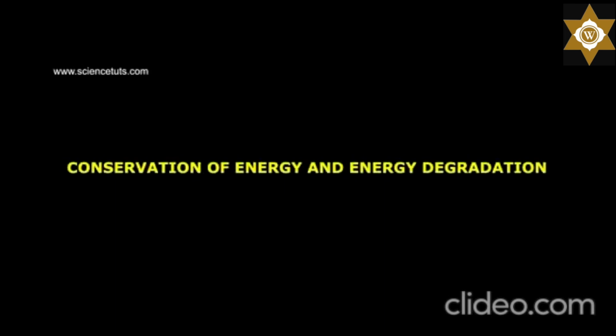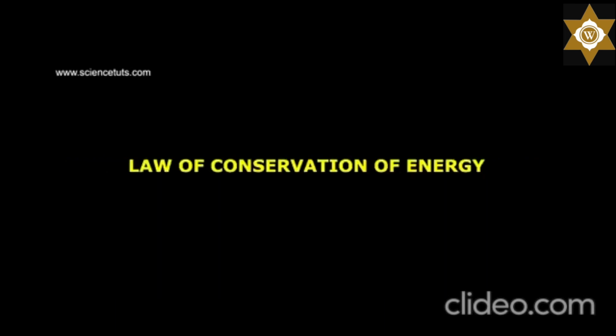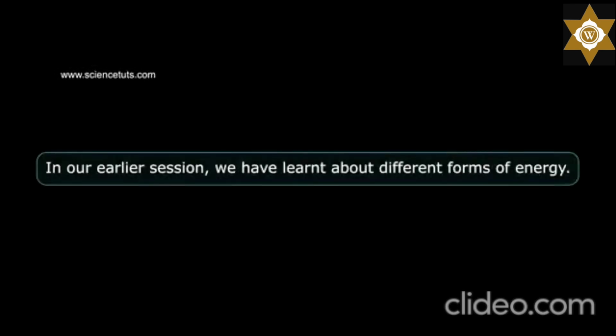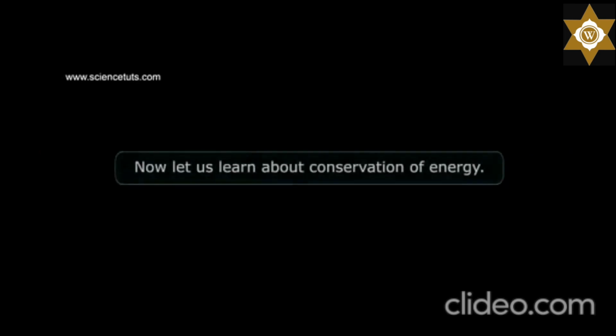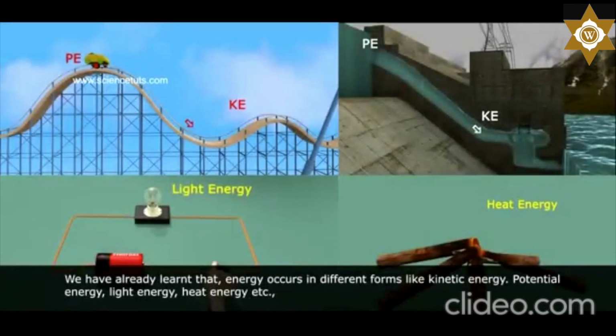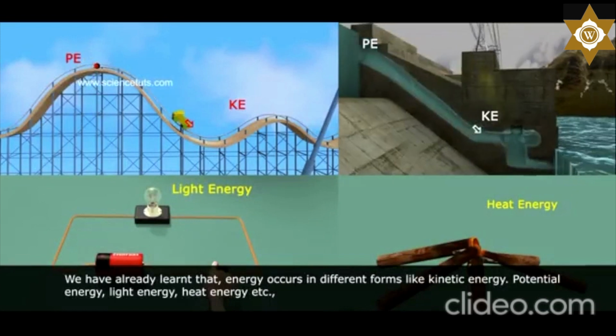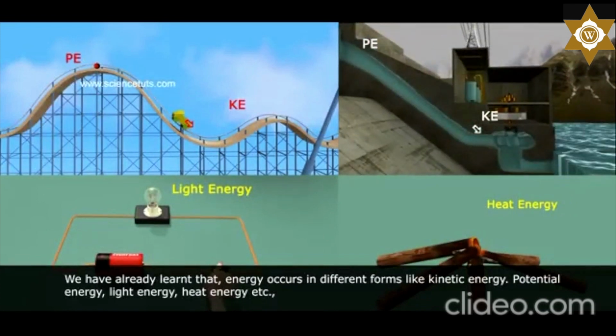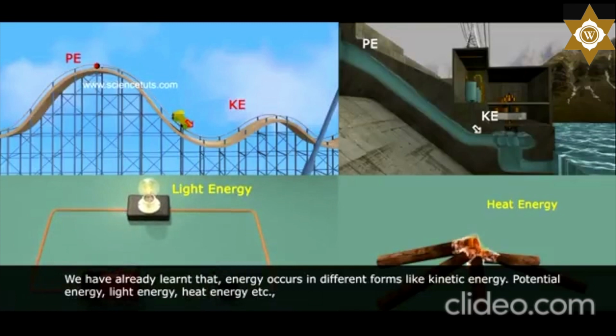Conservation of energy and energy degradation. Law of conservation of energy. In our earlier session, we have learnt about different forms of energy. Now, let us learn about conservation of energy. We have already learnt that energy occurs in different forms, like kinetic energy, potential energy, light energy, heat energy, etc.